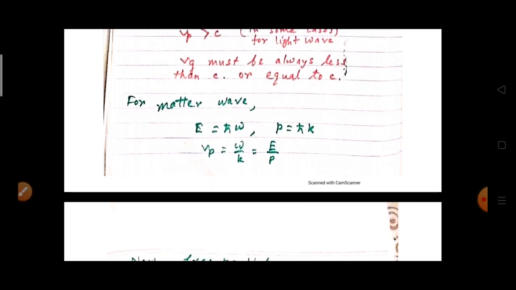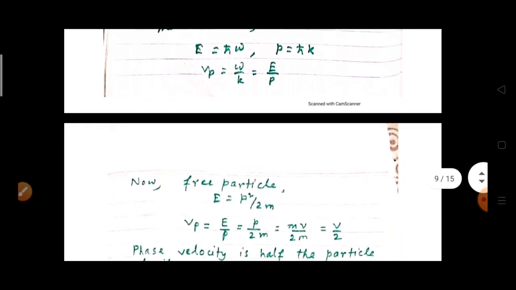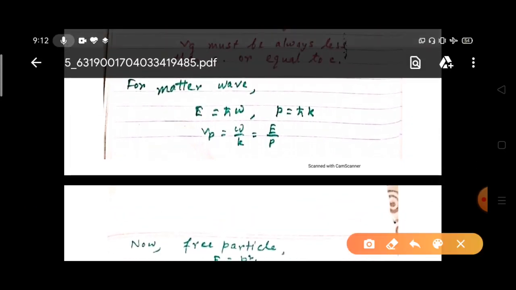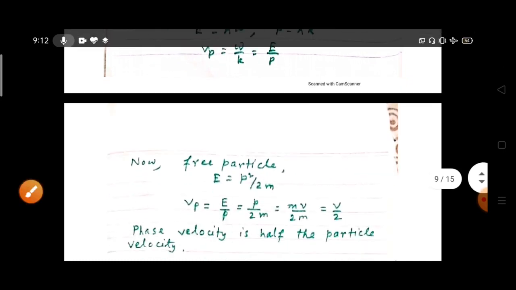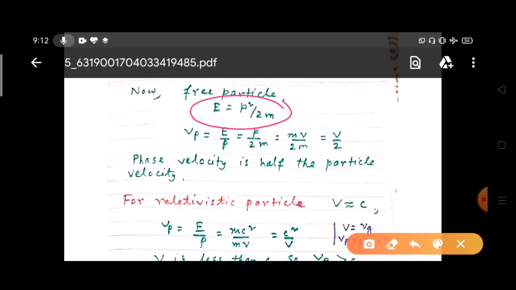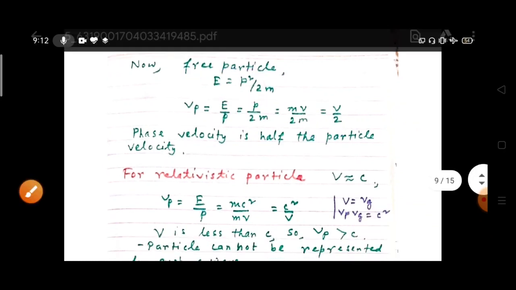For matter waves, let us find out what the Vp and Vg will be. For matter waves, we all know that E equals h cross omega and P equals h cross k. We get this from quantum mechanics, and Vp equals omega by k, that is E by P. Now for a free particle, E equals P square by twice m. So Vp will be E by P equals P by twice m, so Vp is v by 2. If we take v to be the particle velocity, this should be Vg, the group velocity. So the phase velocity is half of the particle velocity, or its group velocity.